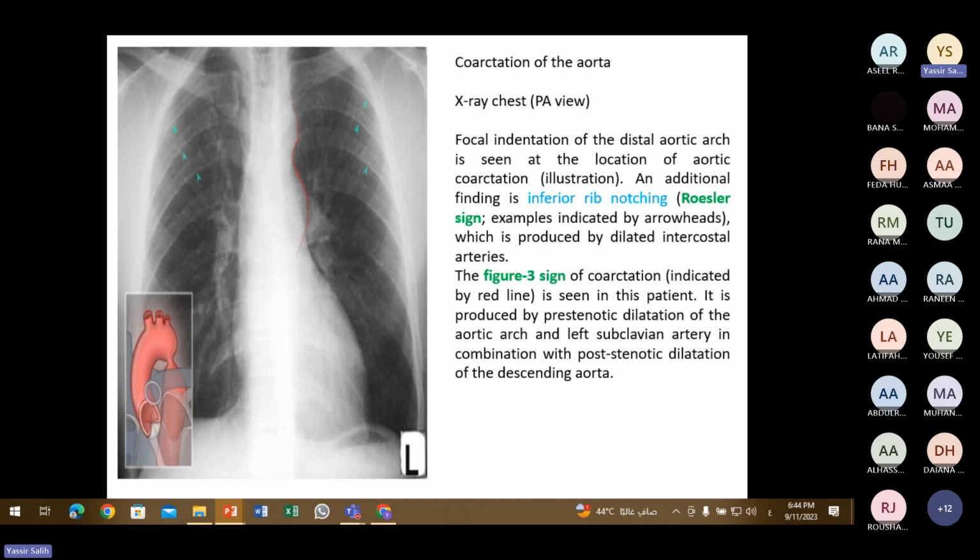Coarctation of the aorta is characterized by focal indentation of the aorta. So what happens? There is an indentation in the aorta. When we get the indentation, there is dilatation above this indentation and also post-stenotic dilatation. This area is constricted at the indentation, but above it is dilated, due to dilatation of the aorta and the left subclavian, and also there is a post-stenotic dilatation.